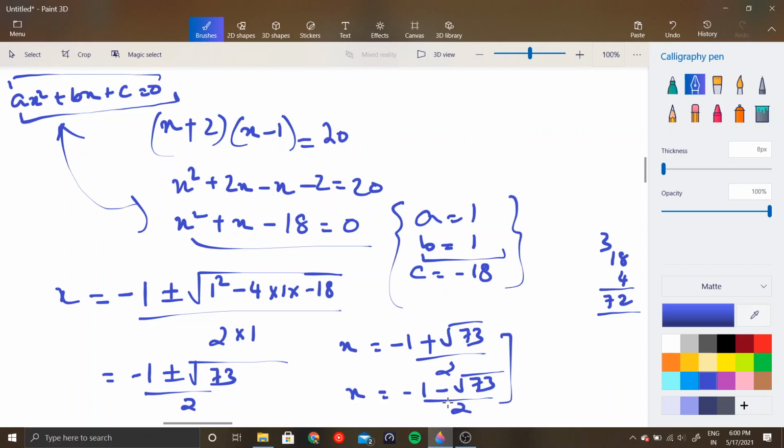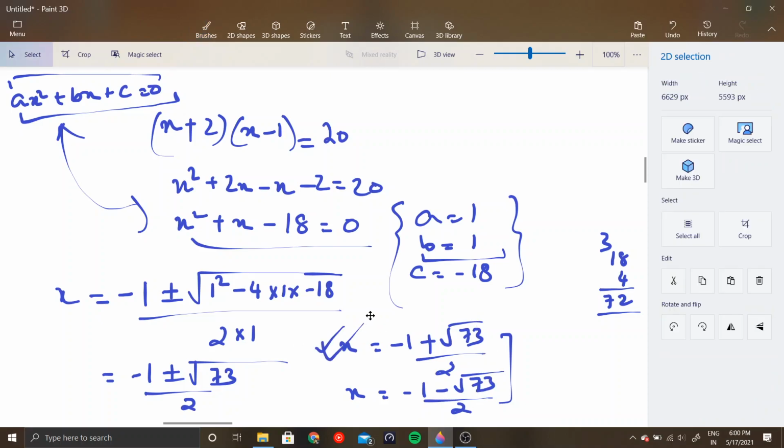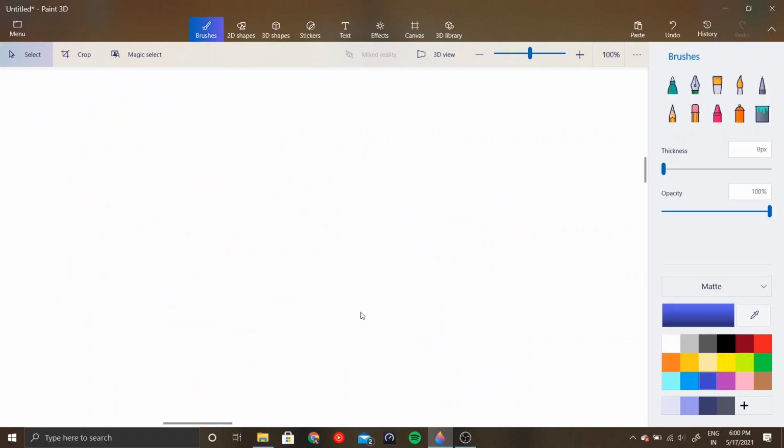Correct? Okay? So first sum is solved. Now let's look at the next sum. Okay. And whenever you have a root, if you know the roots, you can simplify. If you don't know the roots, you can just keep it in that form. Okay. Let's look at the next question.